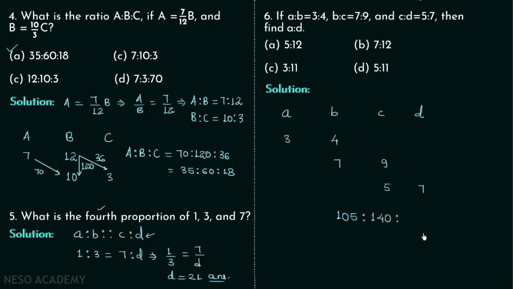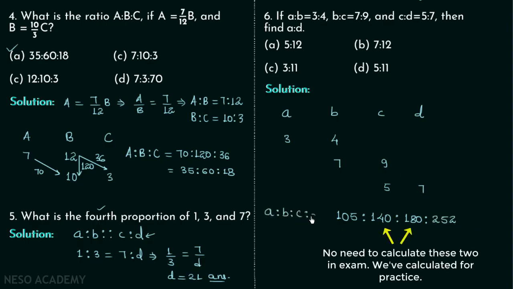140. After this, we will multiply 4, 9 and 5 giving us 180. And finally, we will multiply 4, 9 and 7 giving us 252. And this is A ratio, B ratio, C ratio D with the common factor.